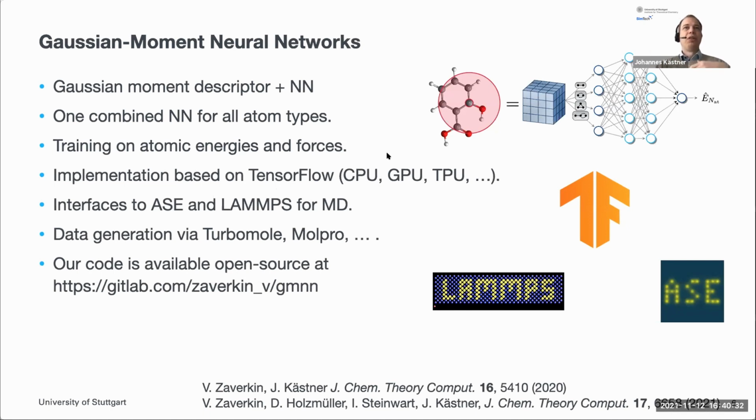To do molecular dynamics, we have interfaces to the ASE environment and to LAMMPS for doing production simulation for our fitted potential energy surfaces. And the data we generate by essentially any quantum chemistry code. Mostly in our case, it's Molpro and Turbomole, but we have an interface to ChemShell and therefore an interface to essentially any quantum chemistry code for the input data. But input data are easy to transform anyway, it's energies and gradients. Our code is available open source at this URL. I will give that later on as well.